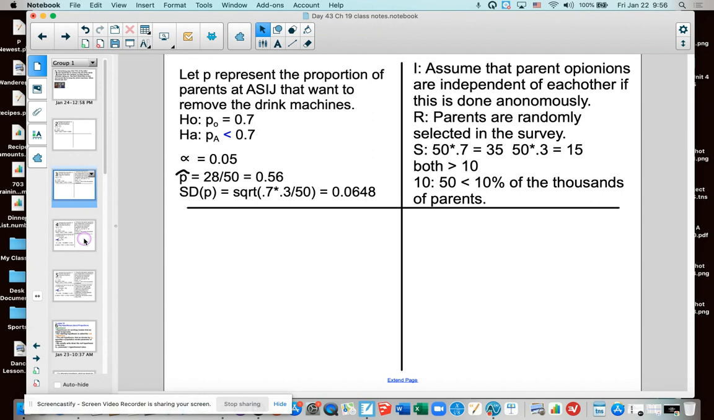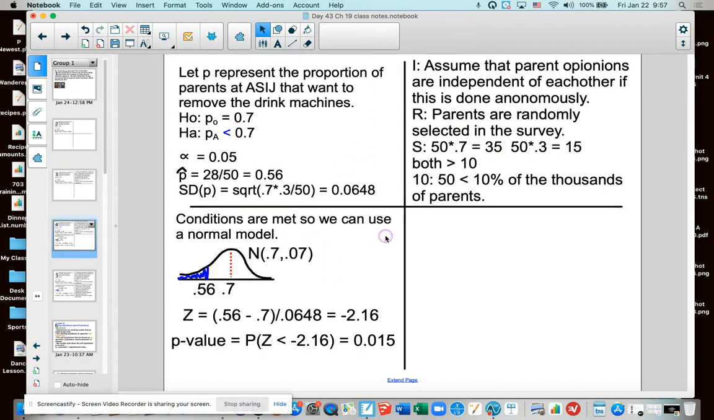Okay, and then the next section is doing the work. Once we've checked our conditions, we're allowed to use a normal model. So you can see here I said conditions are met, so we can use a normal model. I draw out a normal model, I label it, I shade it in, I calculate my z-score. This is back to what we used to do. Now keep in mind, you're using the standard deviation from your null. You're doing that down here in your z-score formula, so be careful of that. It's a little bit weird. And you get a negative in this case because you're to the left of the center. And then you do your p-value and you get 0.015.